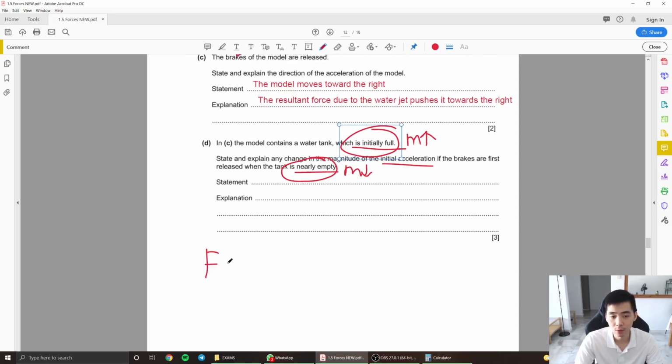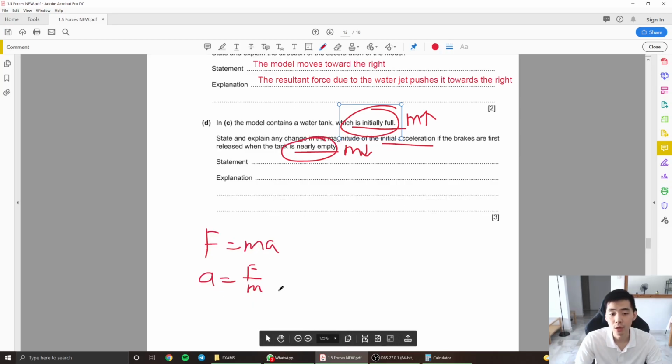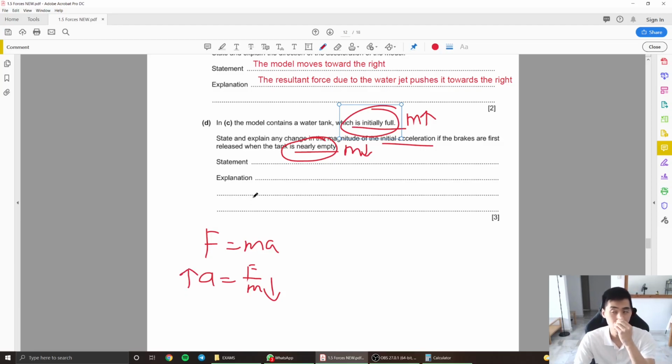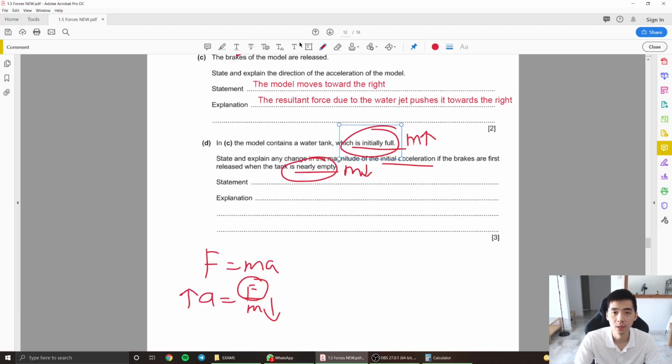Looking at the F equals MA formula, they're asking us what happens to the acceleration. The acceleration would be F over M. Now, as the mass starts decreasing due to the water tank getting empty, what's going to happen is the acceleration of the model will increase as well. This is the reason why your parents' car, when they are driving at a near empty tank, always feels like it goes faster, because it is much easier to accelerate given that the engine force is going to be constant.